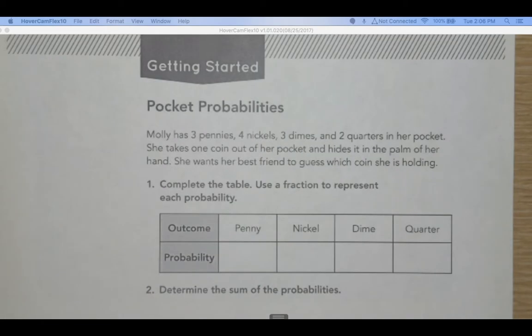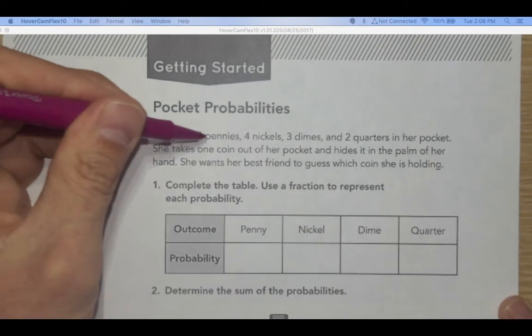All right, so getting started. Pocket probabilities. Molly has 3 pennies, 4 nickels, 3 dimes, and 2 quarters in her pocket. She takes 1 coin out of her pocket and hides it in the palm of her hand. She wants her best friend to guess which coin she is holding. 1. Complete the table. Use a fraction to represent each probability.